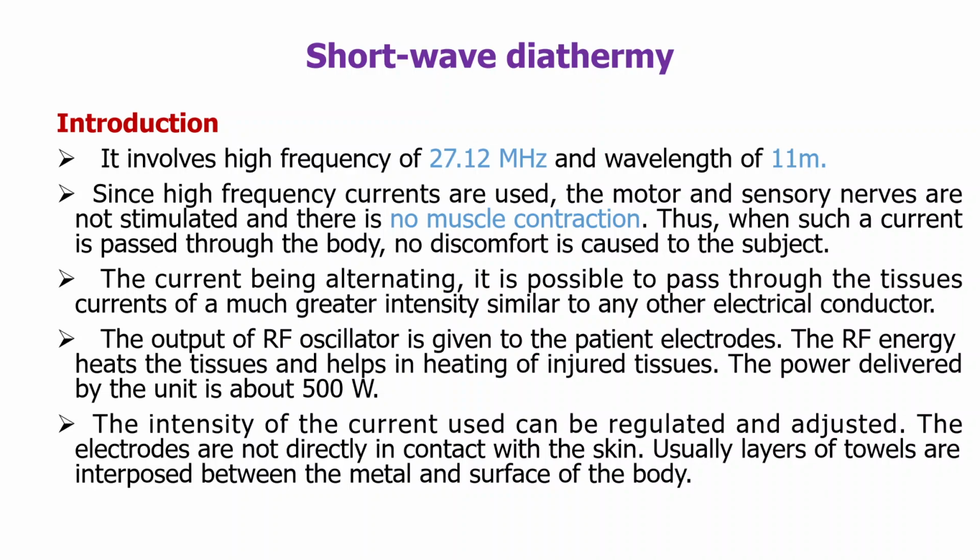We apply alternating current, so we can reduce the intensity. We also use oscillators to generate the waveforms. Only RF energy is used, and the intensity of the current can be easily adjusted and regulated. We do not use the electrodes directly in contact with the skin. Usually we use some towel-like arrangement, and only through that do we apply the electrical current.